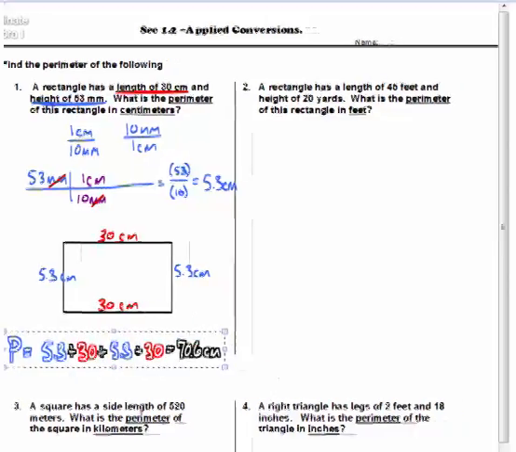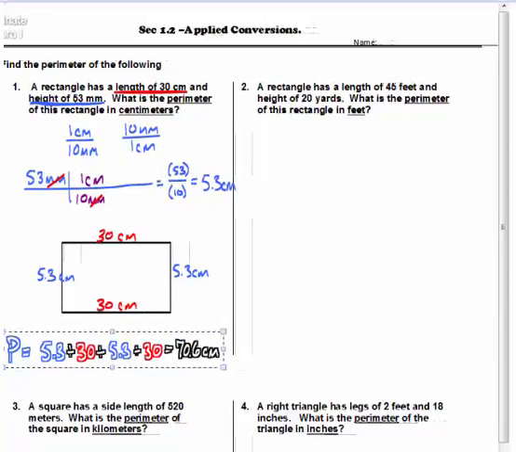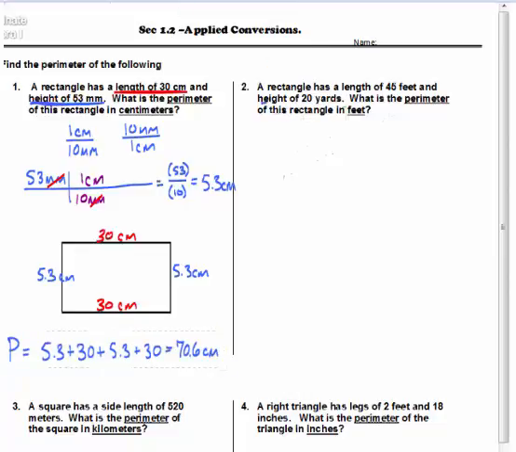Alright, let's try this again. It says a rectangle has a length of 45 feet and a height of 20 yards. What is the perimeter of this rectangle in feet? Alright, so we definitely want to switch everything to feet. So we'll need to convert the yards into feet, because the other measurement they gave us is already in feet. So if you look back at your conversions, I think the conversion that we're going to need is that in 3 feet there's 1 yard, or in 1 yard there's 3 feet.